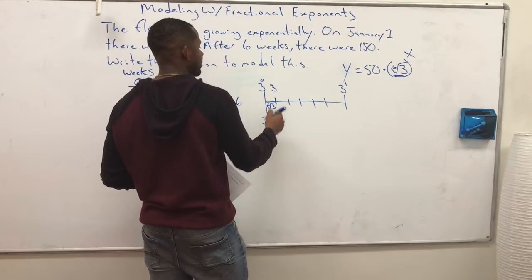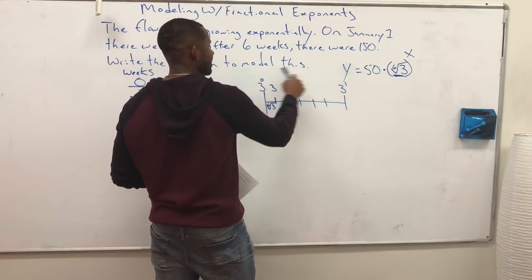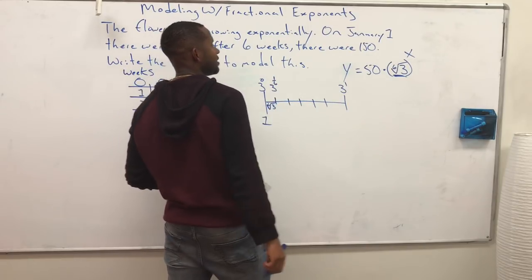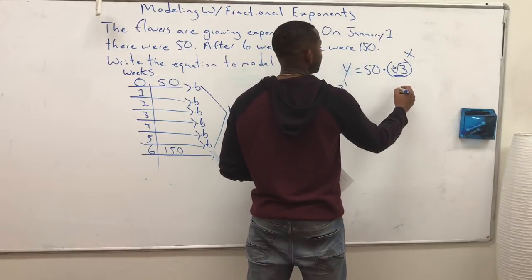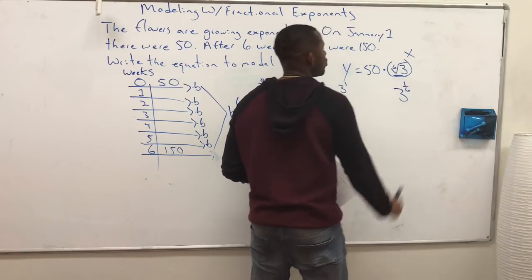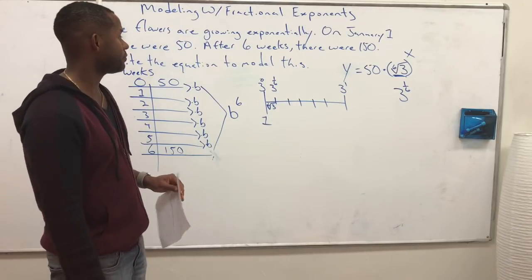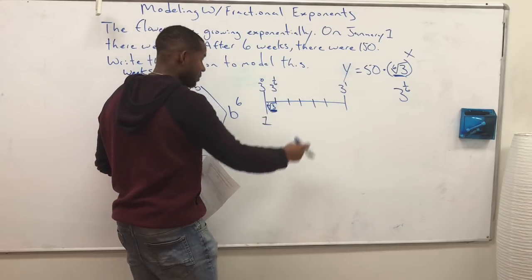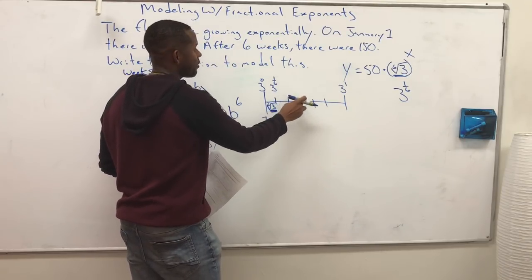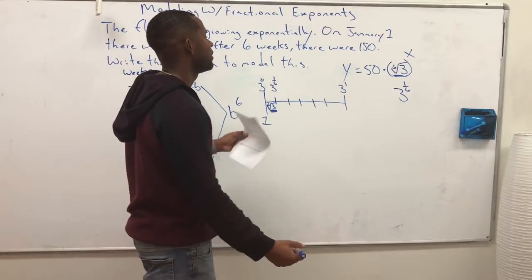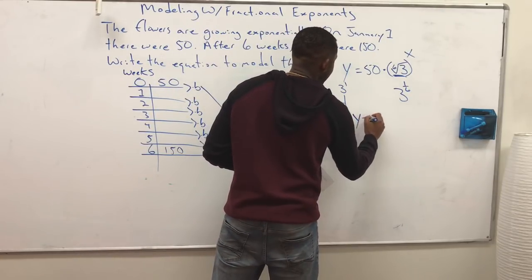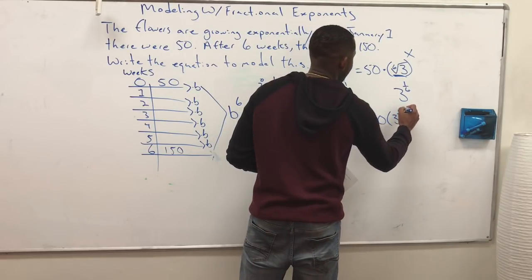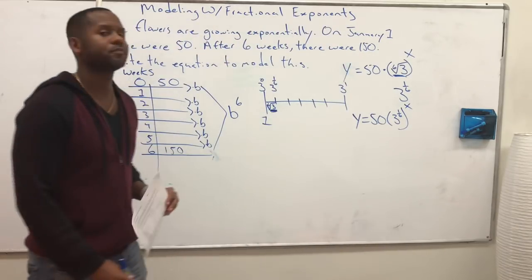So what power is this? What fraction? If this is 0 and this is 1, this is 1/6. So the 6th root of 3 is actually 3 to the 1/6 power, because it's just one of these. If I had 2 of these, it'd be 3 to the 2/6 power. If I had 3 of these, it'd be 3 to the 1/2 power. 3 out of 6, and so forth. So now I can say y equals 50 times 3 to the 1/6 power, to the x.